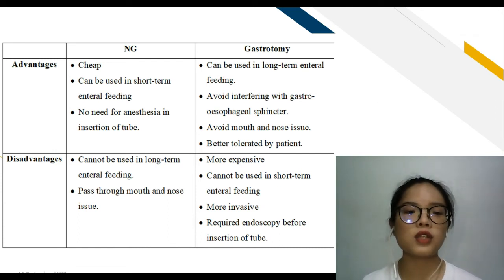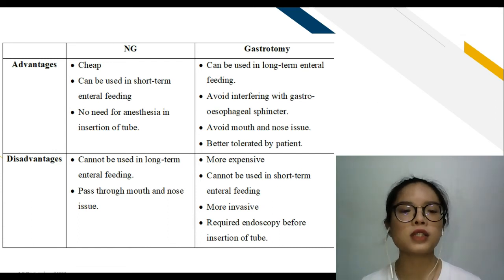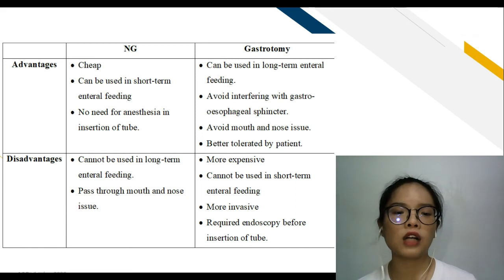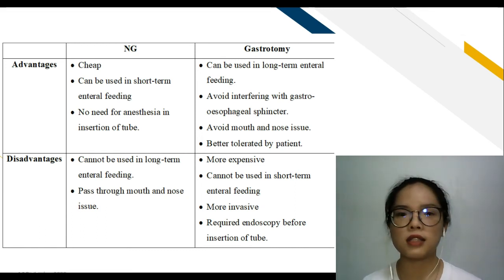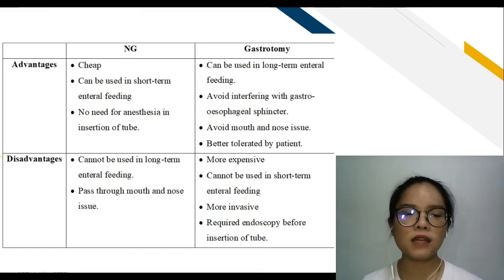The advantages of nasogastric feeding are that it is cheap, can be used in the short term, and does not need any anesthesia for the insertion of the tube. But the disadvantages of nasogastric feeding are that it cannot be used for long-term tube feeding and it must pass through our mouth and nose.